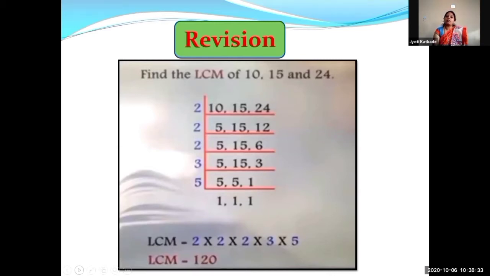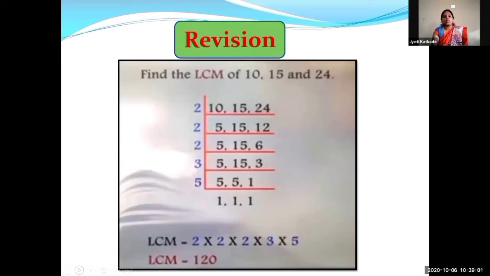So find the next lowest prime factor, that is 3. Now 5 is not divisible by 3, so write 5 as it is. Then 15 is divisible by 3. Yes. So 3 fives are 15 and 3 ones are 3. Now the numbers are 5, 5 and 1.